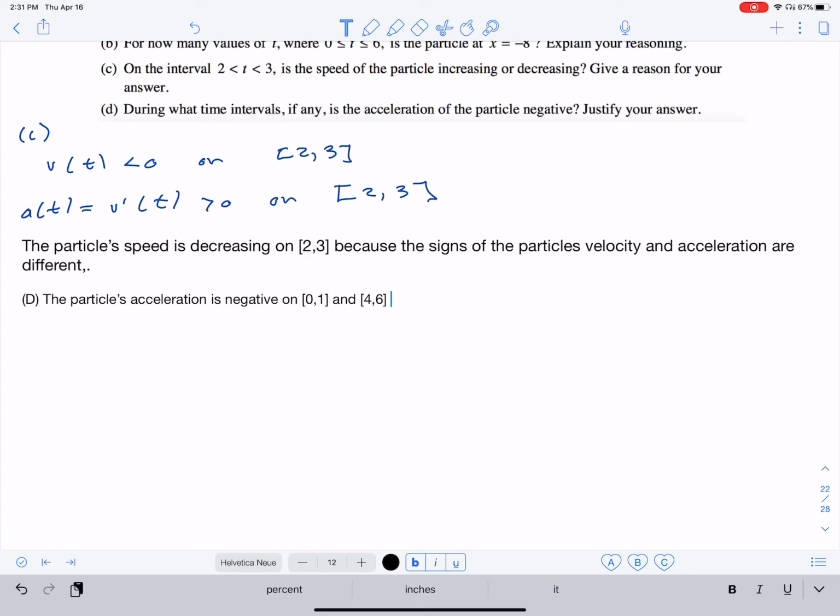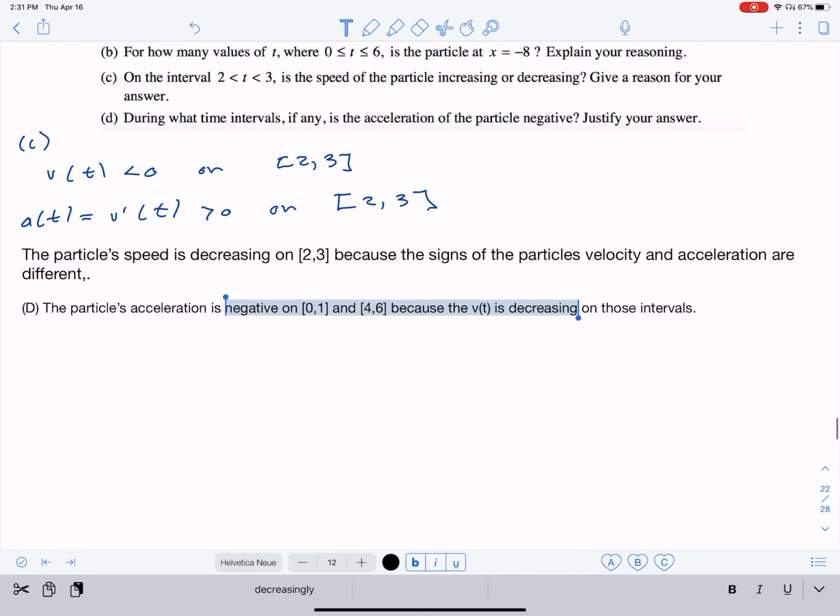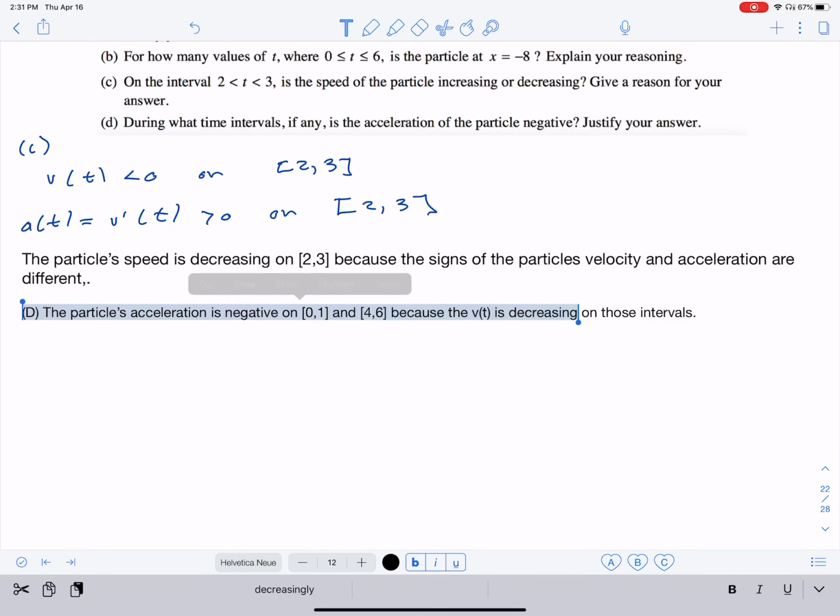How do I know? The reason I know is because the velocity, because v of t, is decreasing. This is important. They gave us the graph of v. So I am taking the derivative. How am I doing that? I'm showing I'm taking the derivative by using a derivative word, decreasing. So it's decreasing, which means I'm looking at the acceleration function on those intervals. Okay, that's all there is to that. Let's blow that up just in case you guys are having trouble reading that.